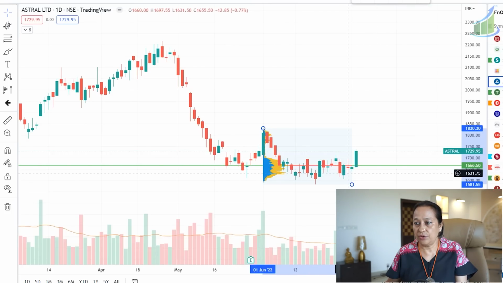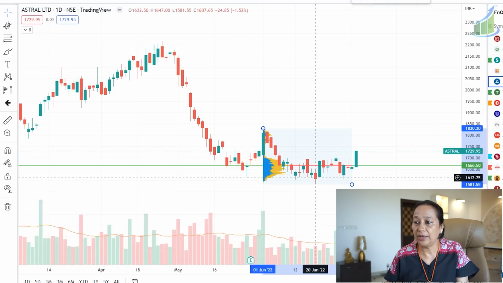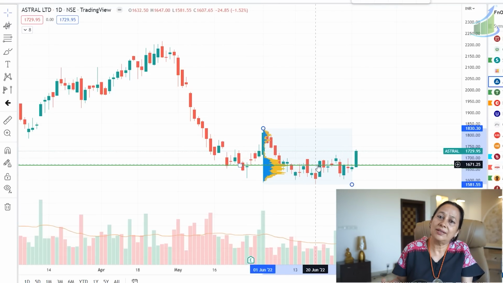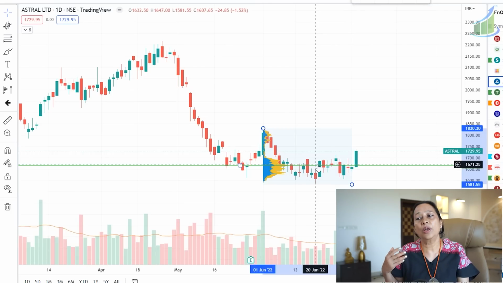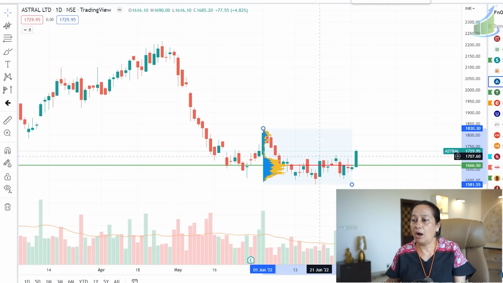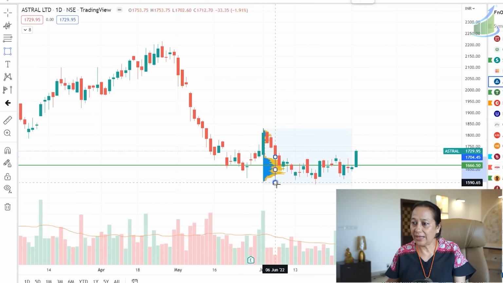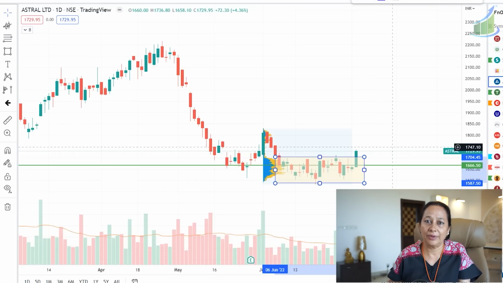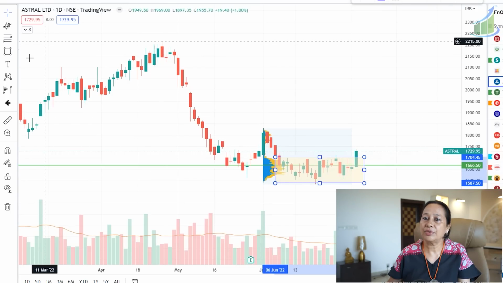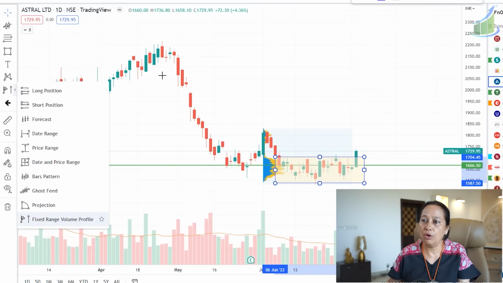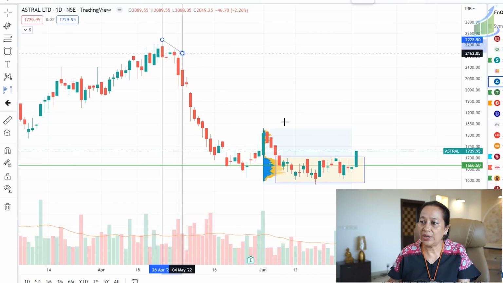This is the point of control. In this entire duration, most of the trading has happened at this point. Now, how do I know whether it's buying happening here or selling happening here? That will be defined by how this range is broken. How is the range broken? That will give me an idea whether the buying is happening at this level or the selling is happening at this level.